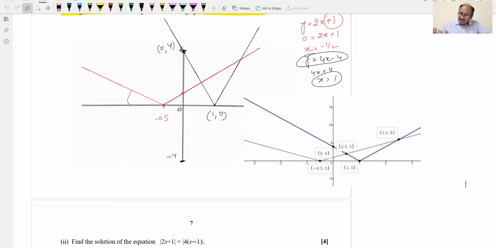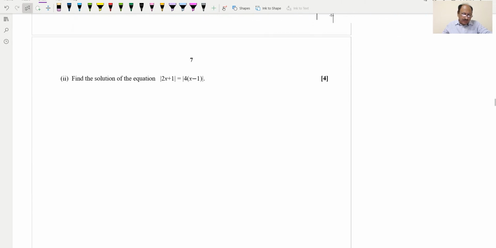So you can see one graph is like this one, where the negative side is shifted up, and the second graph is this one. Both the graphs are intersecting at 2 points, and the next part is the second part: find the solution of the equation. So algebraically we can solve this.